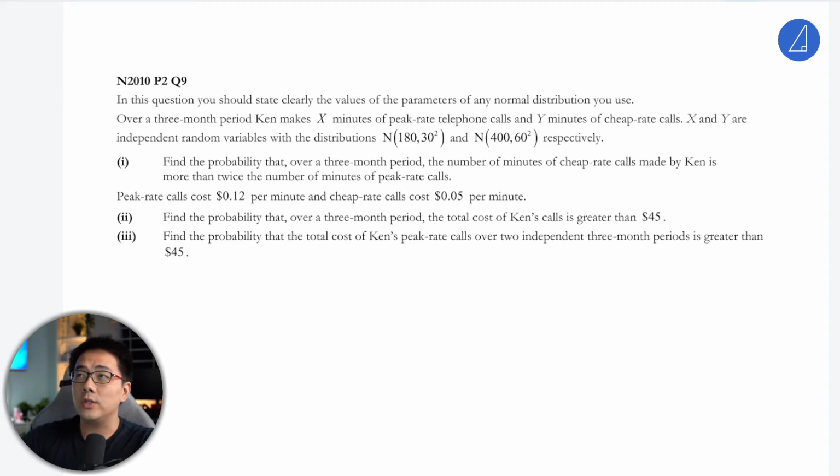So in this question, you should state clearly the values of the parameters of any normal distribution you use. Okay, so just make sure you state them. Stating them is really for your own good, and also because if the examiner can't read what you're trying to say, then you will get penalized. So you don't want to put yourself in that disadvantaged position.